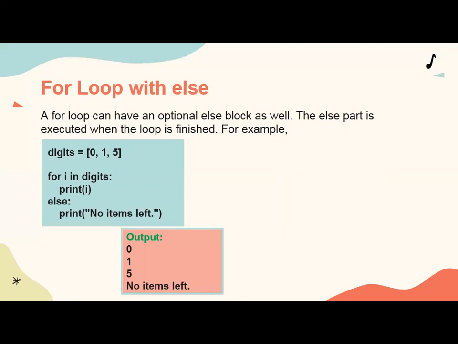Output: the for loop iterates over the elements in the list. First it prints the 0, next prints the 1, and next prints the 5. After that, when the loop is finished, the else part is executed. Then "no items left" will be printed. Here the for loop prints all the items of the digits list. When the loop finishes, it executes the else block and prints "no items left".